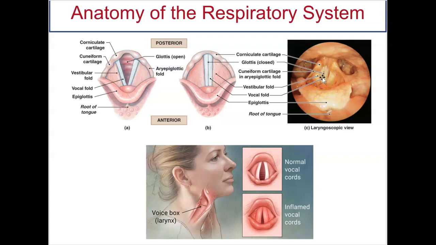I'm sure you've heard of laryngitis before, and that's when we have an inflammation of our vocal cords, so they don't vibrate the way they should, and it's very difficult to produce sound. This can happen from viral infections or bacterial infections that can get in there, and it's just inflammation.